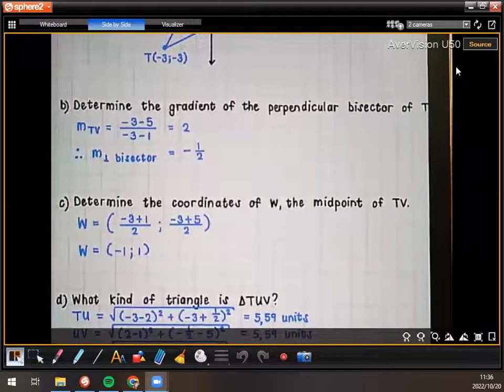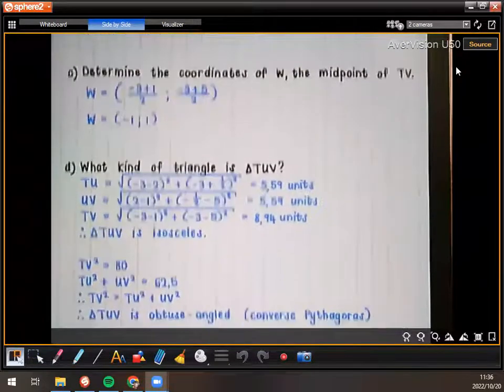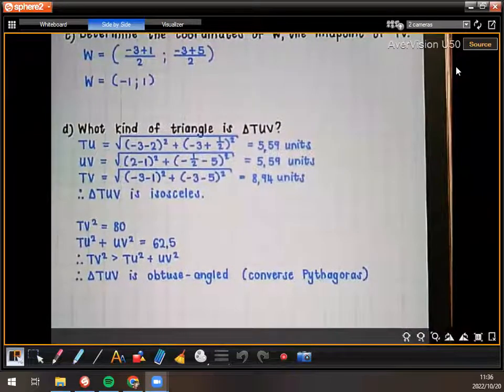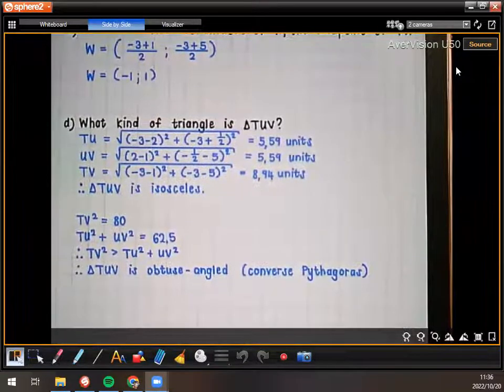Then for D, they asked you what kind of triangle is triangle TUV. So I started out, and guys, for this question, I also checked at the back of the book, they just said that it was isosceles. They didn't mention anything about, was it acute angle or obtuse angle or right angle. In maths in general, if they say you need to classify a triangle, you have to classify it in terms of its sides and its angles, right? So maybe you guys did the isosceles part, right? So you find the length of the three sides, and we notice that two of them are equal. So that means that we have an isosceles triangle.